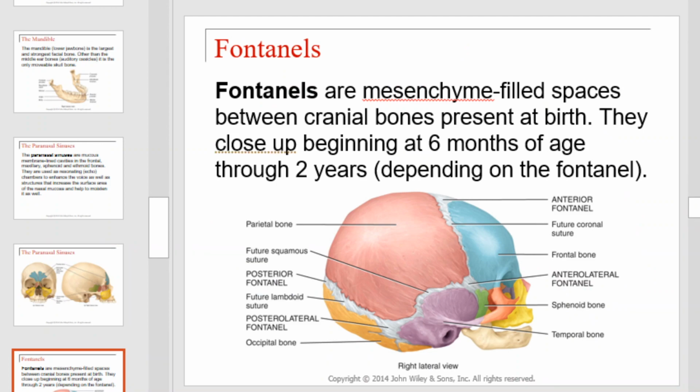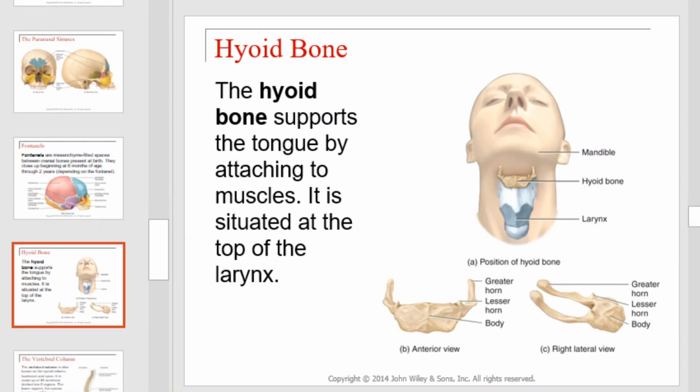Fontanelles. Fontanelles are mesenchyme-filled spaces between cranial bones present at birth. They close up beginning at 6 months of age through 2 years. The hyoid bone. The hyoid bone supports the tongue by attaching to muscles. It is situated at the top of the larynx.